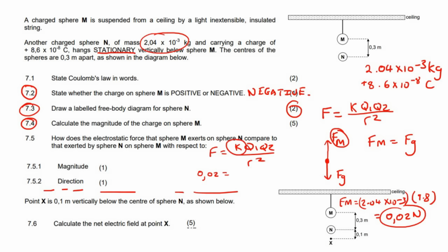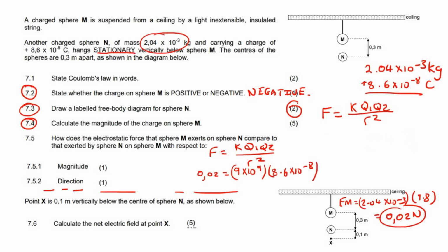K is just a constant that you get on the formula sheet. It's 9 times 10 to the 9. Q1, we can just make that Qn, for example. They told us over here, 8.6 times 10 to the negative 8. Q2, we can just call that Qm. That's what we're trying to calculate. And then the distance between them is in meters. That's good, 0.3. And then don't forget to square.